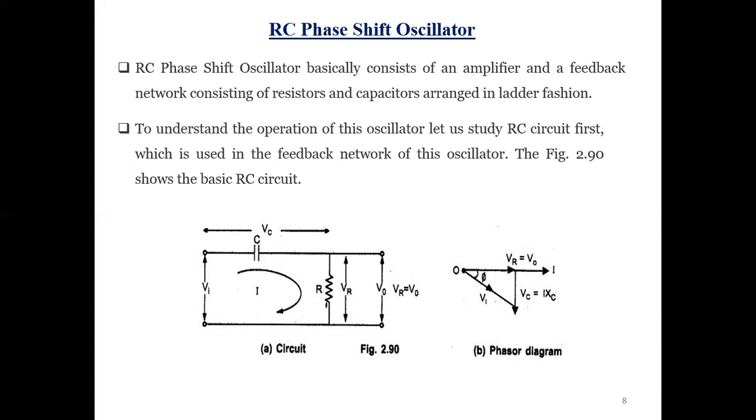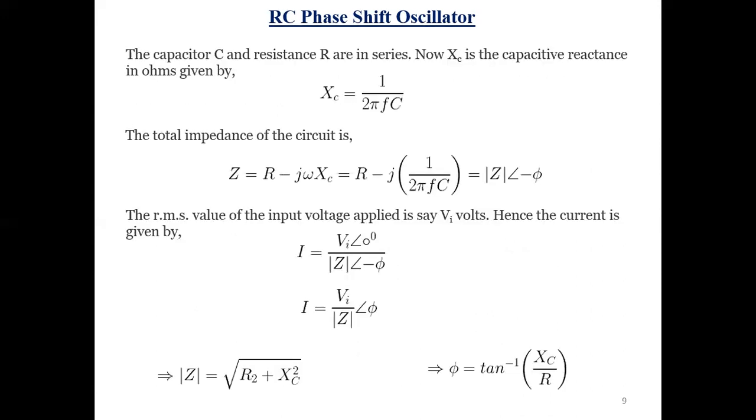First, we need to know what an RC circuit is, which is used in the feedback network of this oscillator. This is the model we have, the RC network. The capacitor is connected in series and the resistor in parallel, which produces a 60-degree phase shift of the signal. The capacitor C and resistor R are in series. Now Xc is the capacitive reactance in ohms, given by Xc = 1/(2πfC). The total impedance of the circuit is Z = R - jXc.